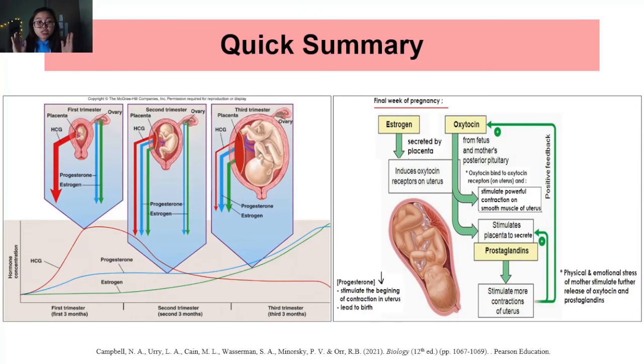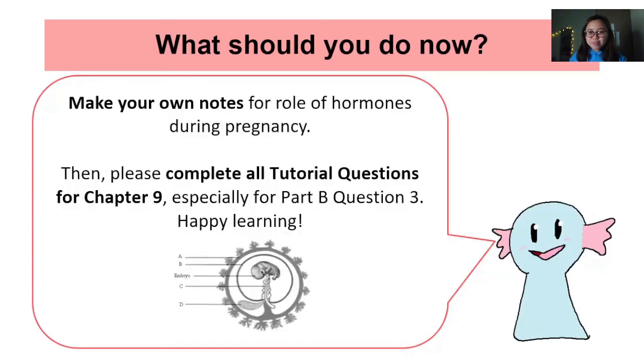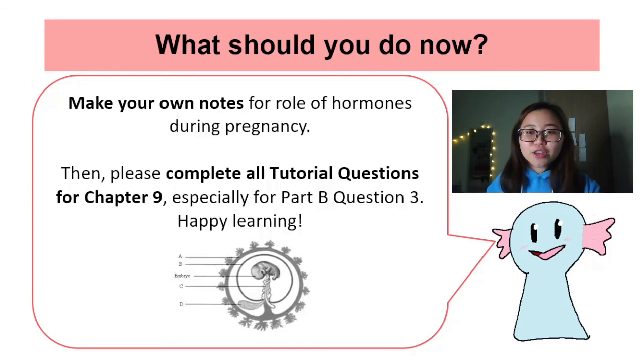Remember that there is a positive feedback loop involved in the birth process. So make sure you take note of where the contractions start and how that contributes to the positive feedback loop. That brings us to the end of this subtopic and the end of this chapter. So what can you do now? Now you can make your own notes for the roles of hormones during pregnancy and parturition, and then please complete all tutorial questions for Chapter 9 that you haven't completed yet, especially Part B question 3, the structure question.